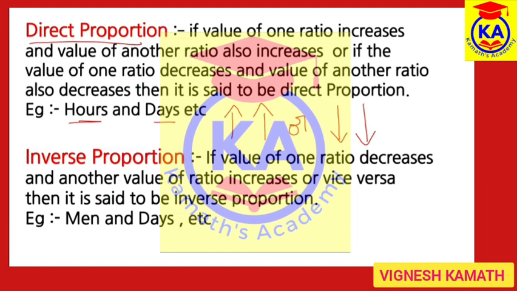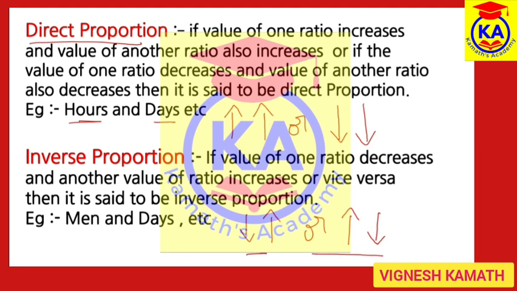Now let's see inverse proportion. If the value of one ratio decreases and the value of another ratio increases, or vice versa, then it is said to be in inverse proportion. Let me explain the meaning of the statement. The value of one ratio decreases and the value of another ratio increases, or the value of one ratio increases and the value of another ratio decreases, then it is said to be in inverse proportion.